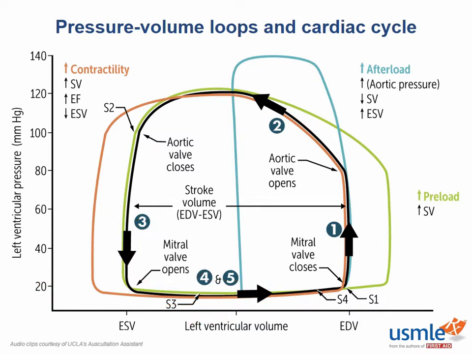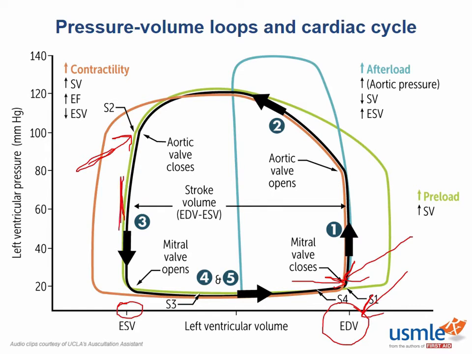So looking down here one more time at the x-axis, we can see that end diastolic volume is represented here because this is the volume in the left ventricle right as diastole ends, right before systole begins, which is right there. And then we see here, this is end systolic volume. This is the volume when systole ends, which is right here, and diastole begins.